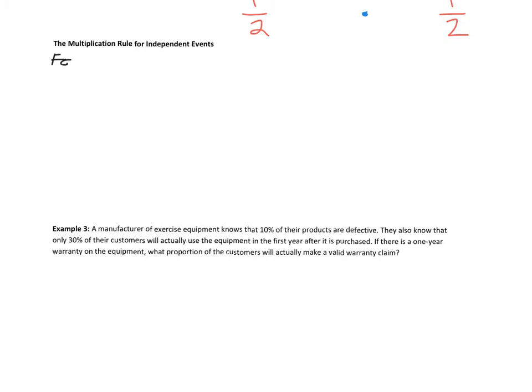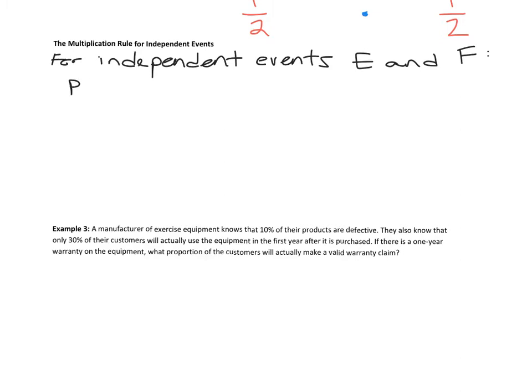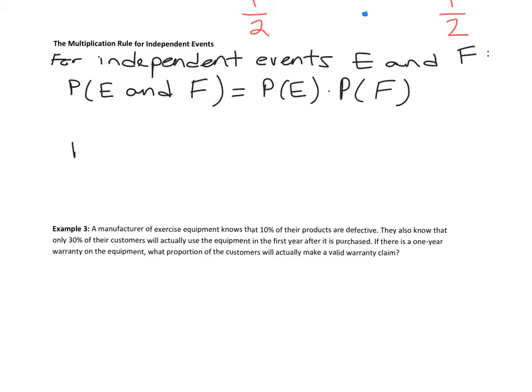All right, so for independent events E and F, we have the following. The probability of E and F is just multiplication: the probability of E times the probability of F. And again, this is just for your independent events. And then we can extend this too, just like we did with the addition rule. So if we had something like the probability of E and F and G, we would just multiply 3 things: the probability of E times the probability of F times the probability of G.